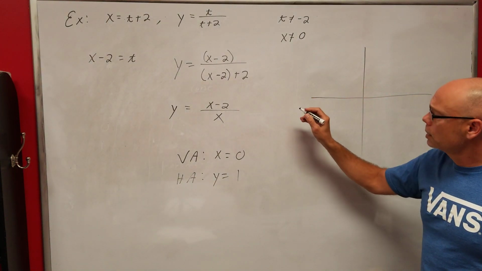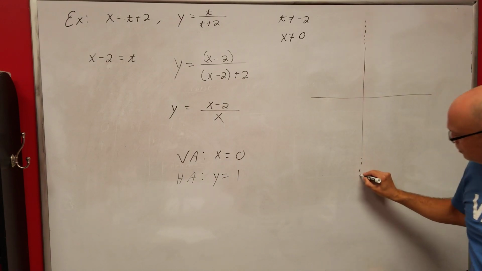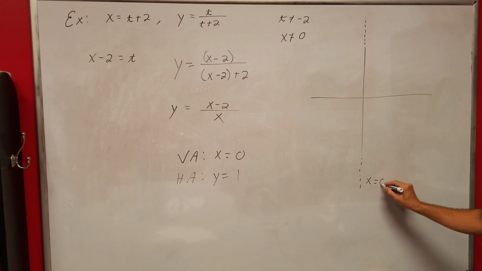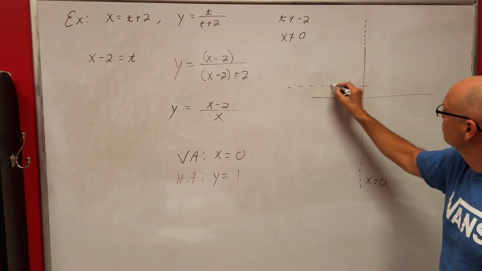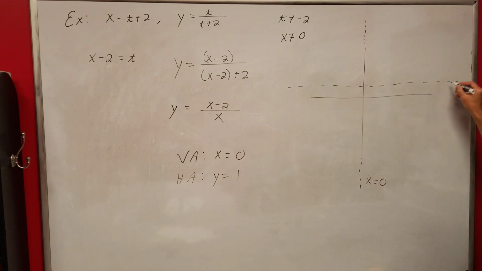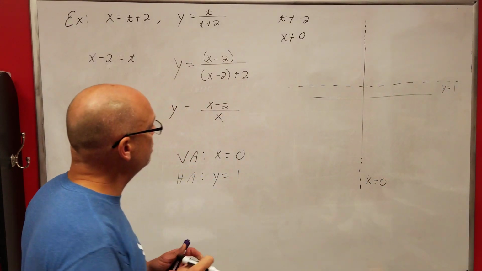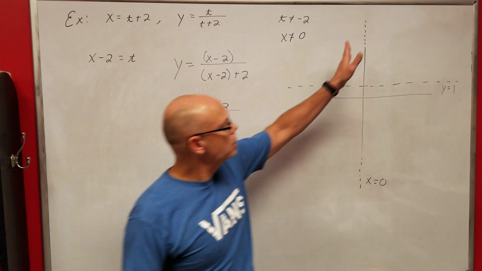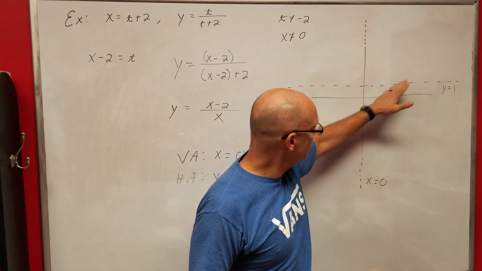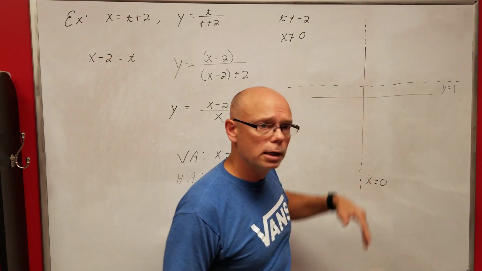So let's go ahead and draw that stuff, okay? X is equal to 0 is right here. Y is equal to 1, we can say it's up here. Y is equal to 1. And let's plot a few points to see where this rational function goes. Remember, it's going to go either here, or it's going to go right here, and then the other part's going to go here, or it's going to go right here.